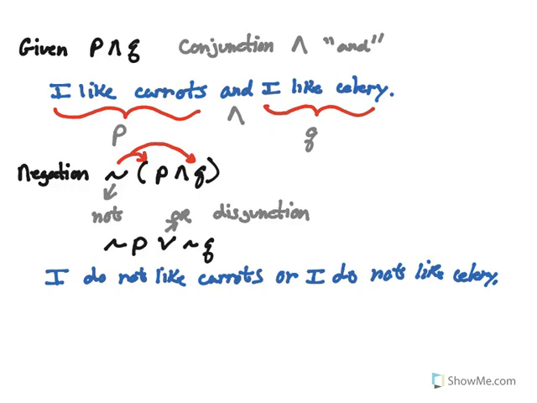So let's make sure we have everything. Conjunction: the upside down V is "and," so P and Q. And then the negation of that is not P or not Q. So not, meaning I do not like carrots, or I do not like celery. So that's the difference between a conjunction and a disjunction. You just have to know the difference between the symbols. So the disjunction, don't forget, is your V, and that's "or."